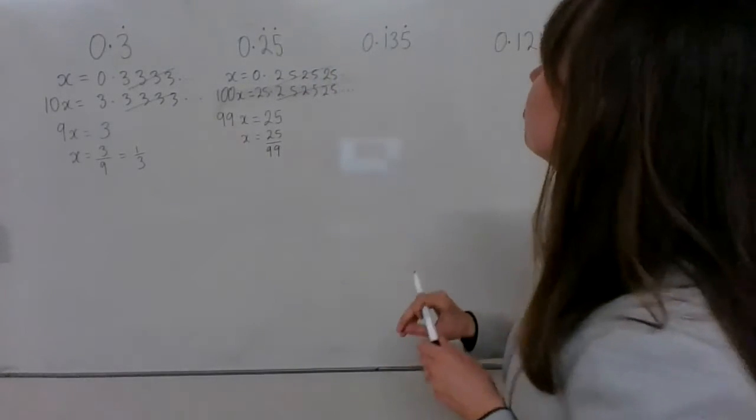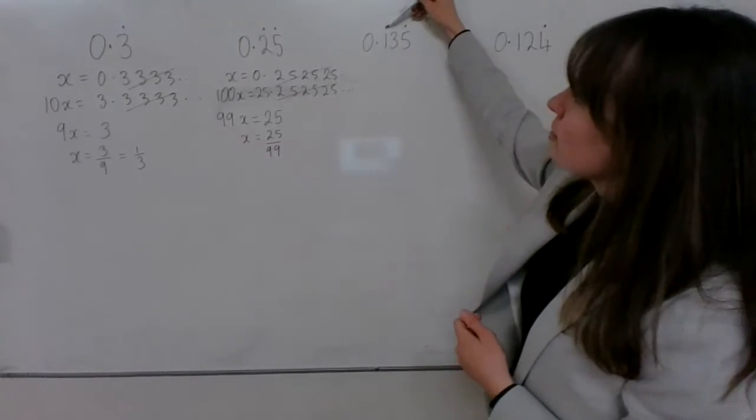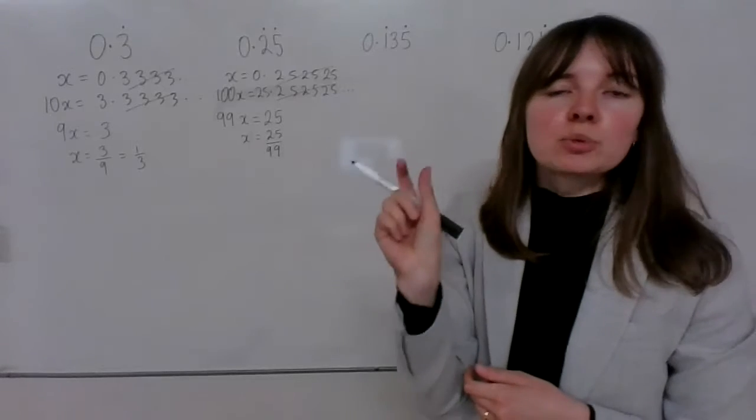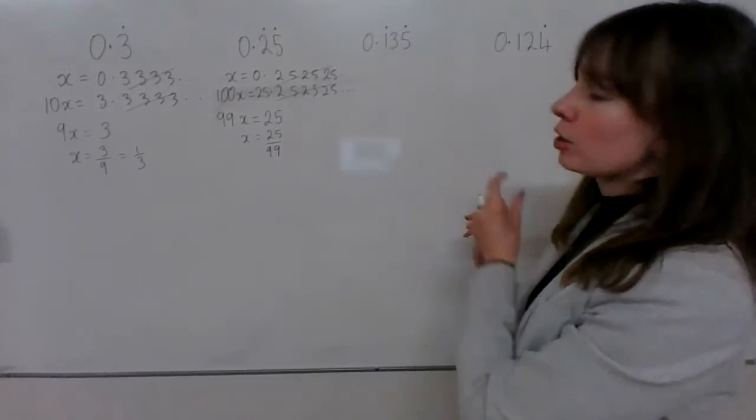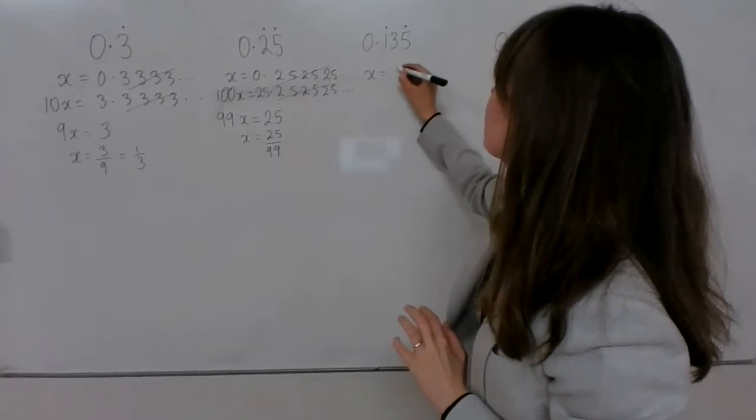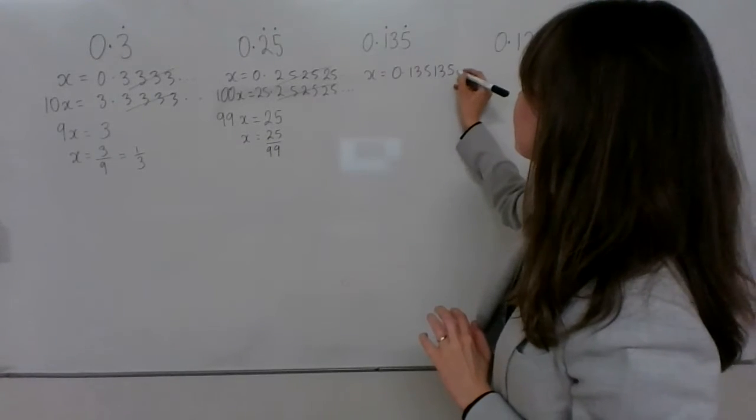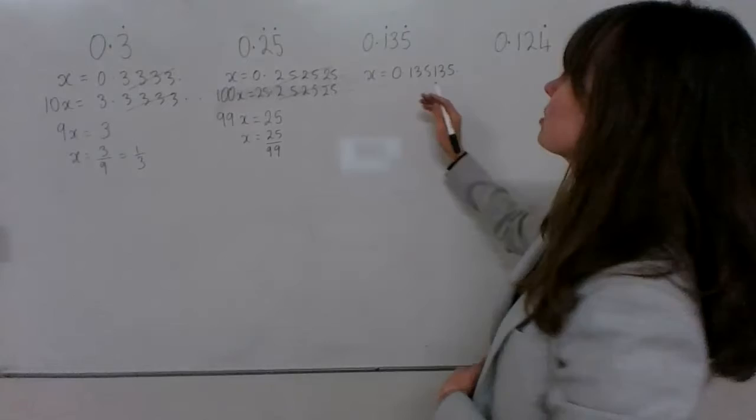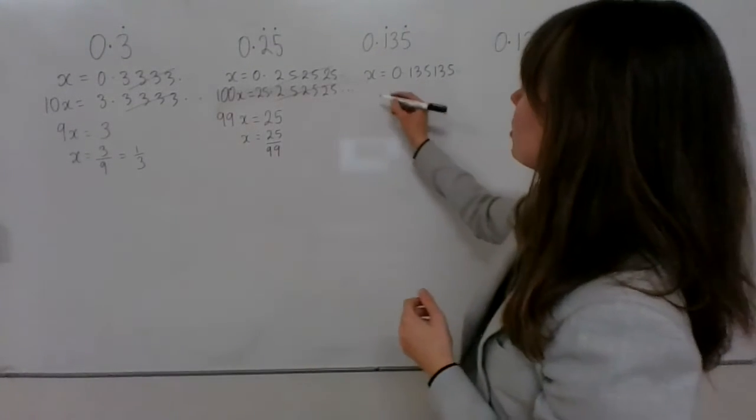Third example, 0.135 recurring. Now here the dot is above the 1 and the 5. That means that the sequence of numbers 1, 3, 5 is recurring. We put the dot at the beginning and the end of the recurring sequence of numbers. So here, let x equal 0.135135 and so on. This time, we're going to multiply by 1,000 because we want to shift all our digits 3 places to the left.